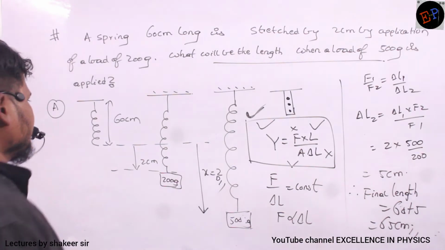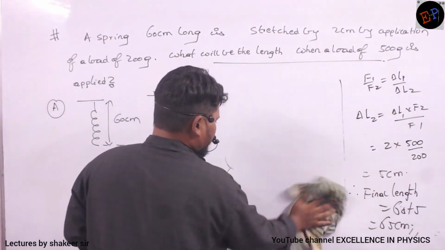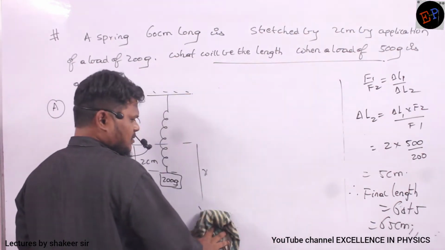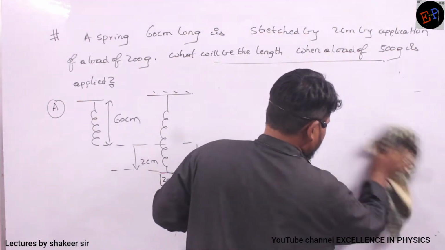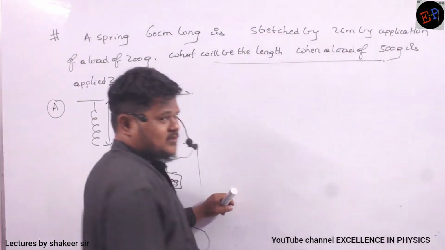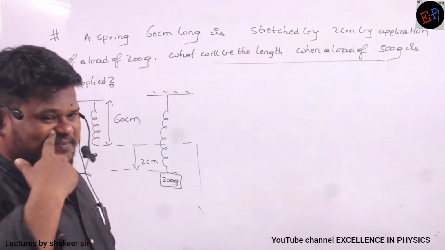Second method of doing the same problem. A formula, which formula? There is no formula called half kx. Half kx square is there.